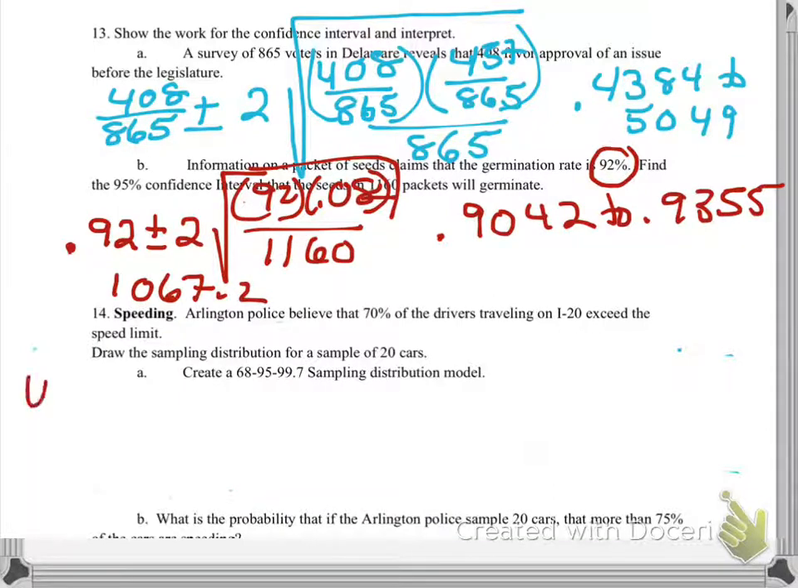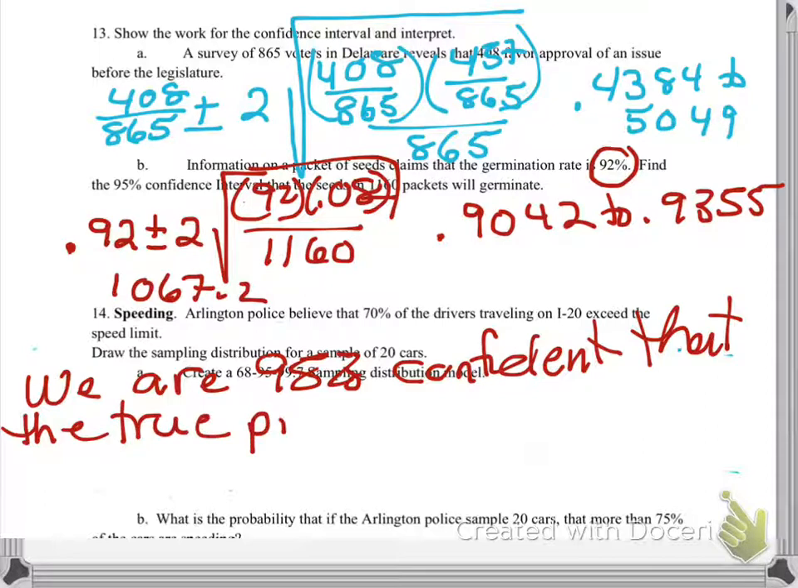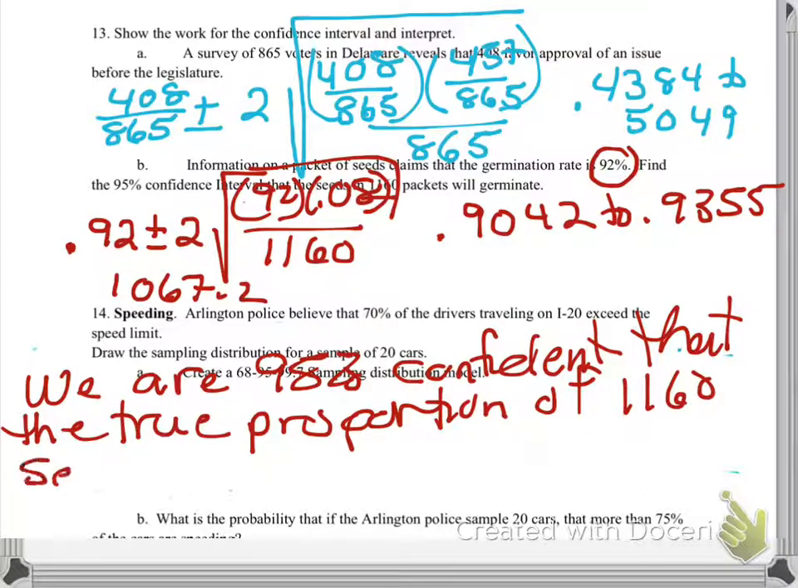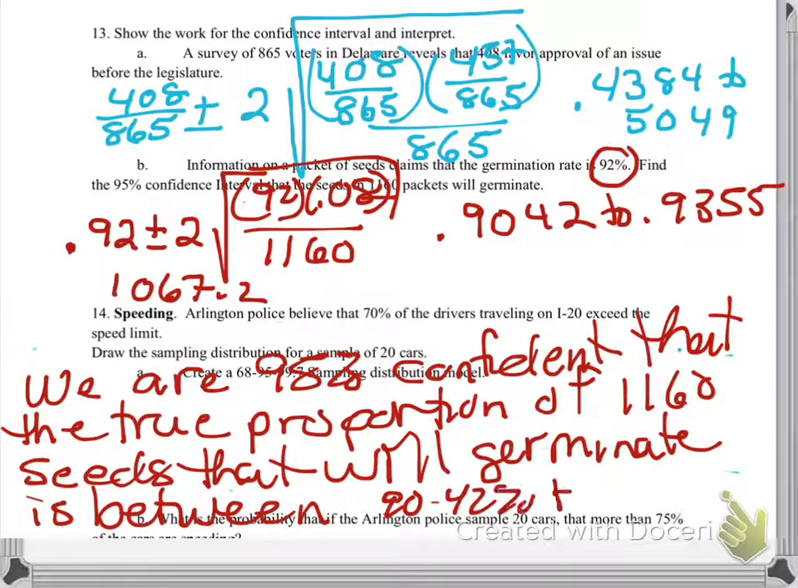Okay, and so I'm going to say we are 95% confident that the true proportion of 1160 seeds that will germinate is between 90.42% to 93.55%. Okay, great.